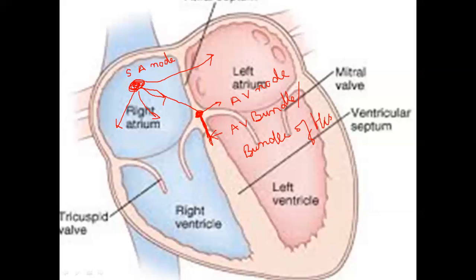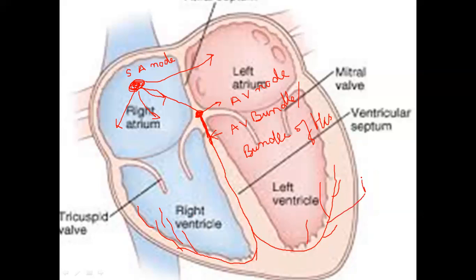Now this bundle of His travels down towards the tip of the ventricle and then starts to divide into the left and the right branches. These left and right branches further divide into smaller branches, and the wave of depolarization spreads to the wall of the ventricles also. These are called Purkinje fibers, again after the name of the scientist.